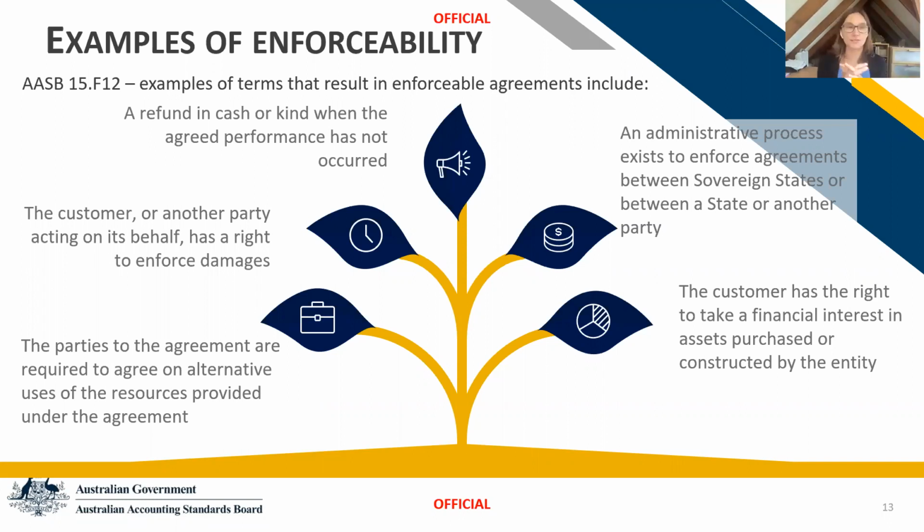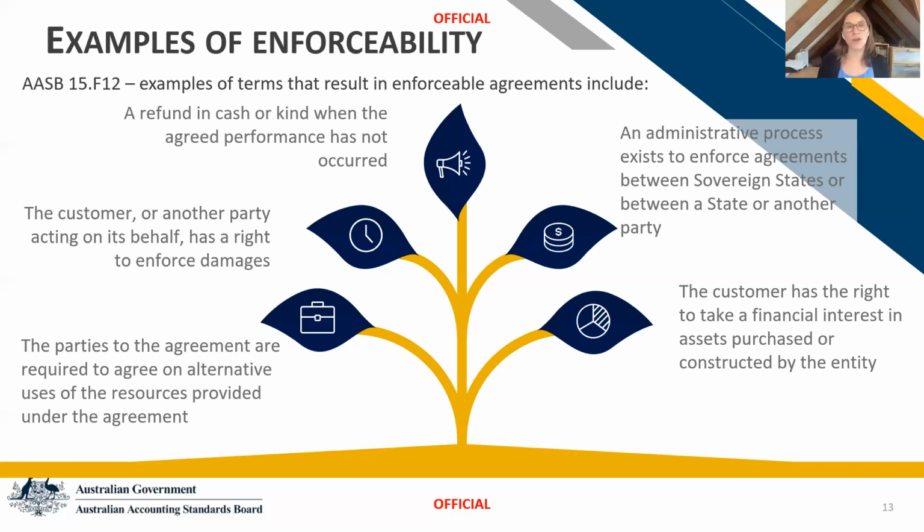We'll go down the left-hand side of the tree. The customer or a party acting on its behalf, remember our customer is the provider of the funds, has a right to enforce damages. So again, probably a legal mechanism, but in the public sector, it may be some of the ministerial type direction. We've agreed on an alternative use. So if we haven't actually done what we're supposed to do, or it's changed what we need to do, there has to be some sort of agreement there if the other party has the ability to pull that asset or to agree that it can be used in a different way.